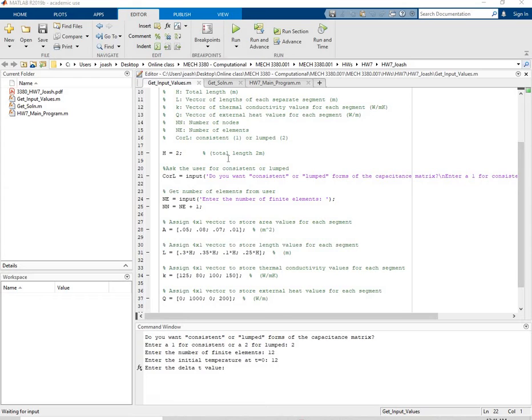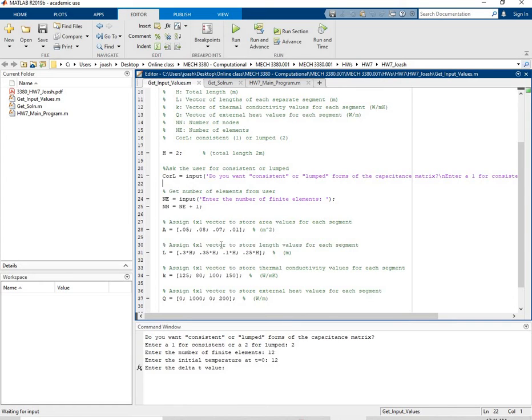So, shown here is my modified MATLAB code that I used. I decided to divide it into 3 different parts. In part 1, the code is going to prompt the user to enter consistent or lumped, so 1 equals consistent and 2 equals lumped. And the next one would be prompting the user to enter the number of finite elements.